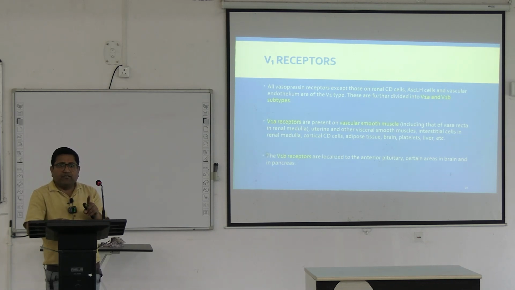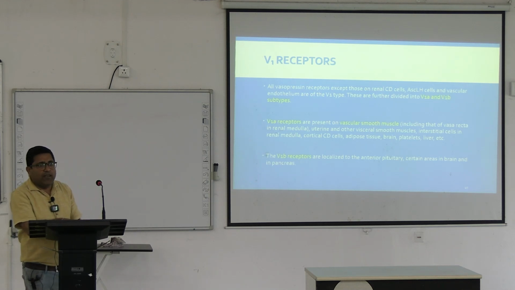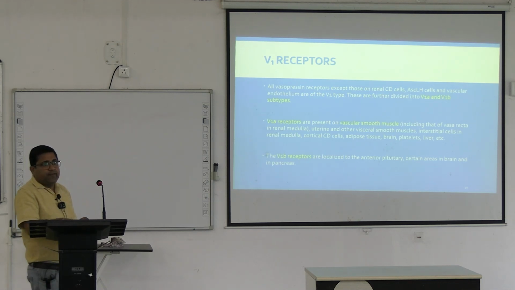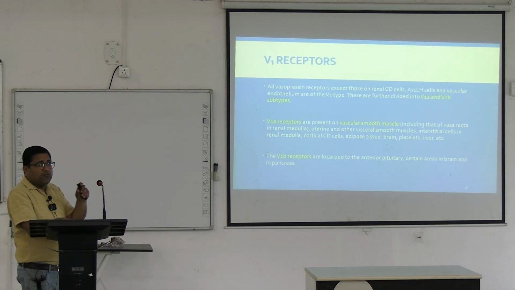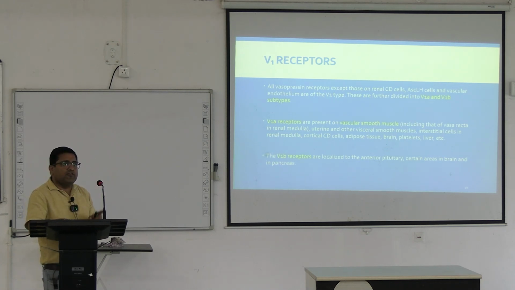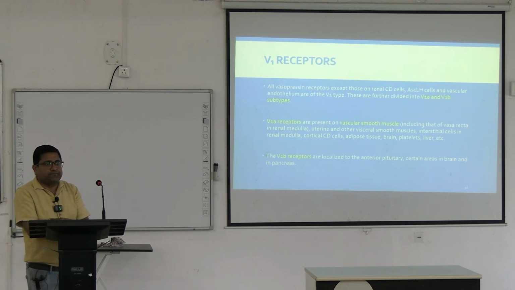And V2 receptor is primarily present in the kidney, in the collecting duct cells, in the ascending limb of loop of Henle and also in the vascular endothelium. That V2 receptor causes vasodilatation by increased release of nitric oxide from the vascular endothelium, and V1A receptor present in the vascular smooth muscle causes predominant vasoconstriction.